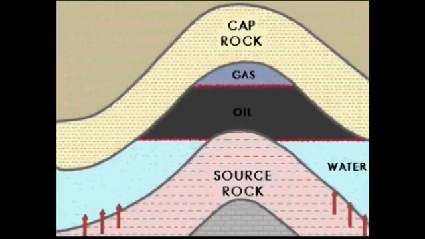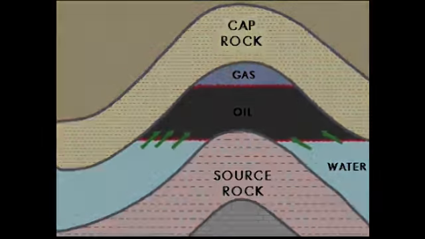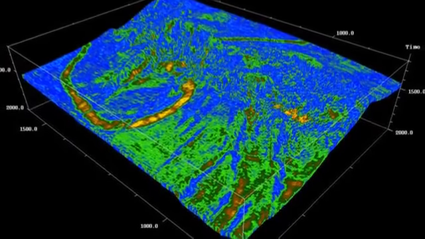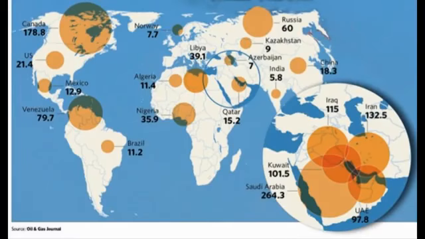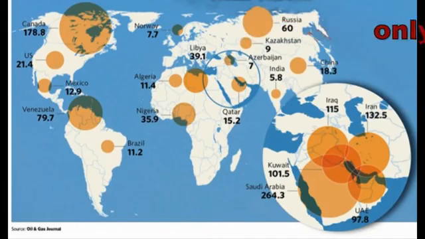There are three basic fluids that accumulate in porous, permeable rock. They are water, oil, and gas. Obviously, the two fluids we are interested in are the hydrocarbon gases and the hydrocarbon oils, but unfortunately they are found in commercial quantities in only about 1% of underground reservoirs throughout the world.